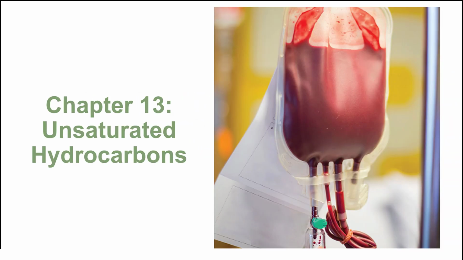In Chapter 13, we will be looking at unsaturated hydrocarbons. So these are hydrocarbons that may have a double bond or a triple bond. And one of these hydrocarbons can be used to make vinyl chloride. Vinyl chloride is an alkene that is used to make polyvinyl chloride. And that's a polymer that can be used in blood bags, tubing, and other materials that are used for hemodialysis.